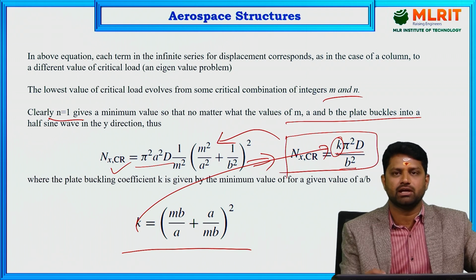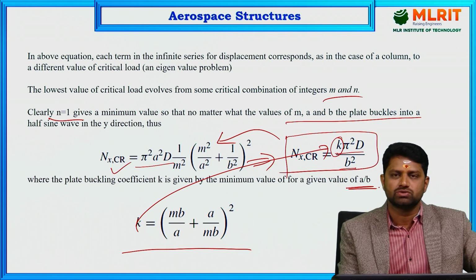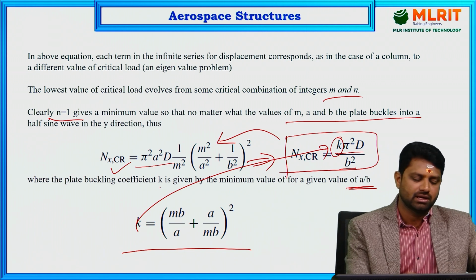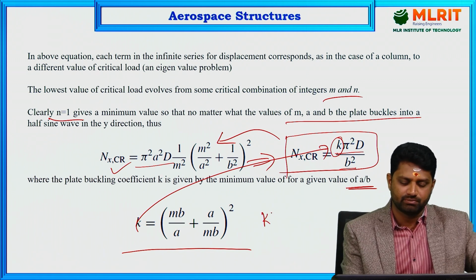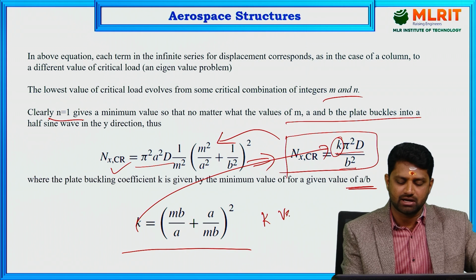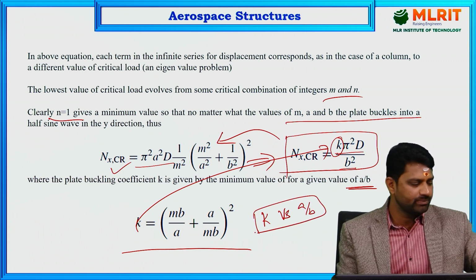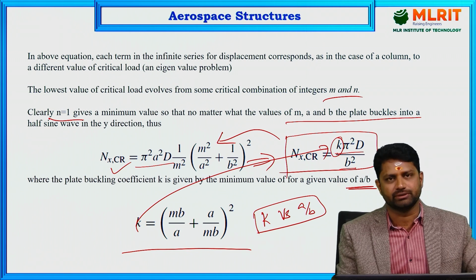given by the minimum value for a given value of a by b. This a by b ratio also plays an important role because it is a ratio of the plate dimensions. The buckling coefficient k is usually plotted as a function of a by b, that is k versus a by b, the plate dimension.